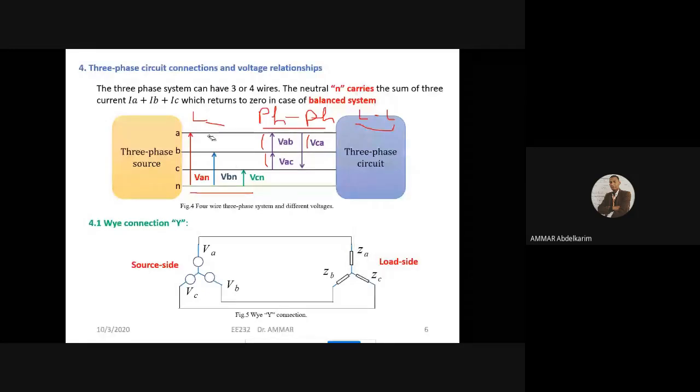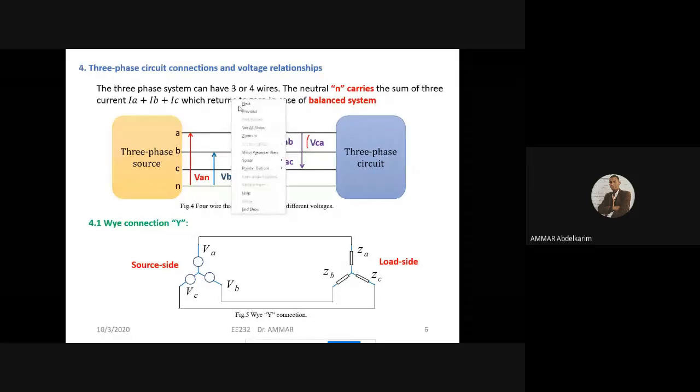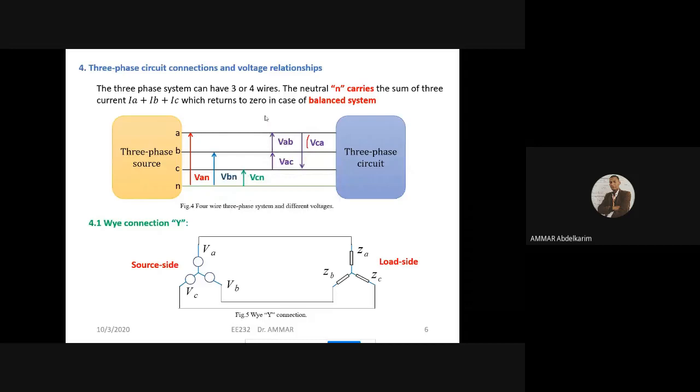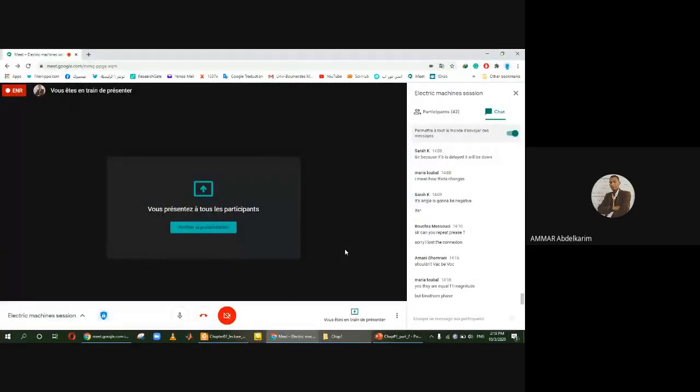Let's say phase to ground, phase to neutral, or phase voltage, and we say phase to phase or line voltage. So here we have VAN, VBN, VCN. In order to determine those voltages VAB, VCA, and VAC.